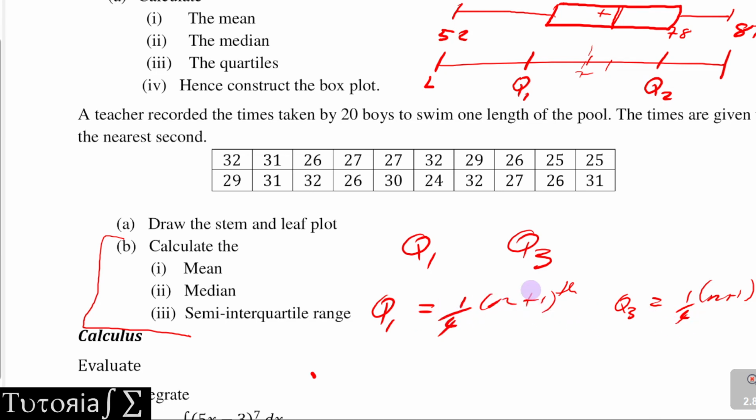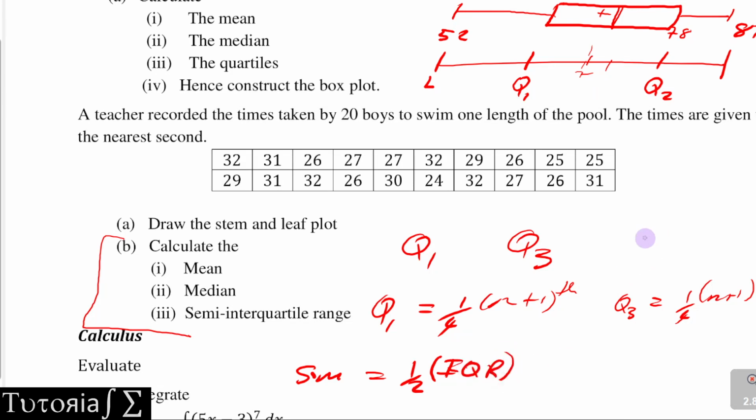Then we find the position of the quartiles and we count to the data. Then we find the semi-interquartile range. So the semi-interquartile range is equal to 1/2 of the interquartile range.